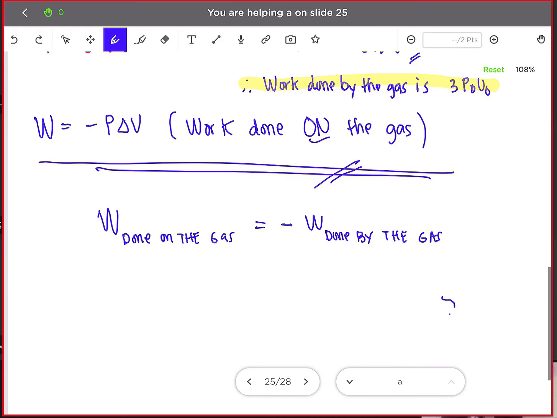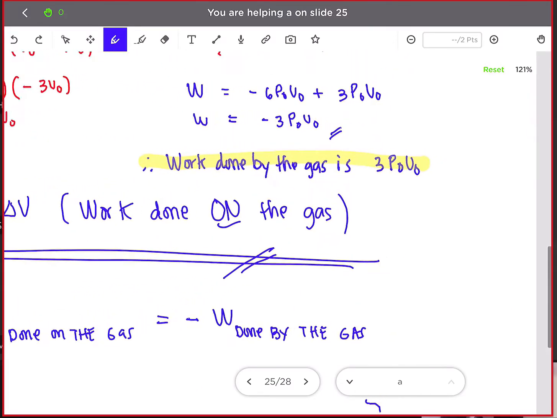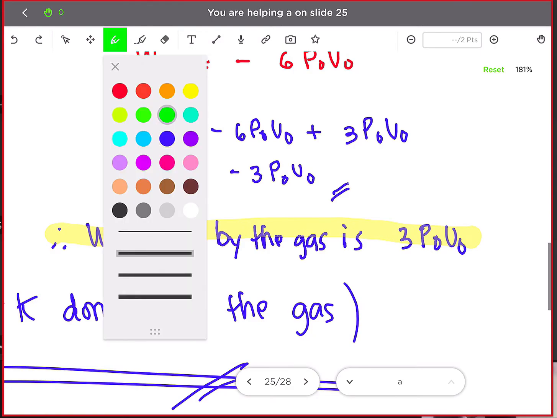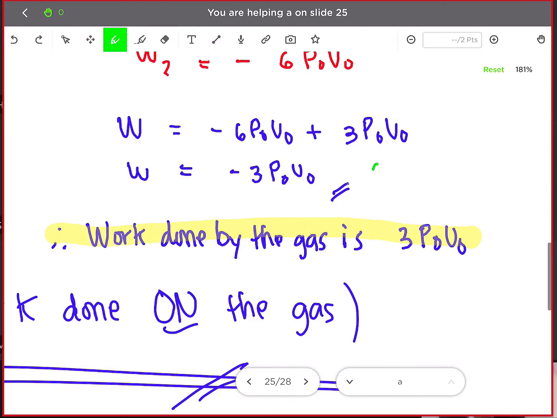So that's the reason why, in this case, what we solved for is work done on the gas. To answer the question, work done by the gas, that's going to be the negative of the work done on the gas. Questions?